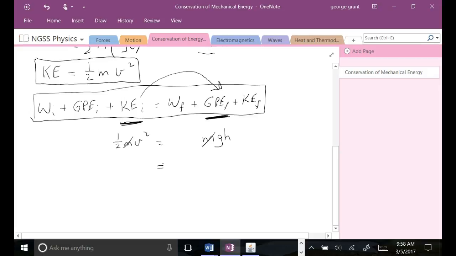Next I'm going to multiply both sides by 2, and I'm going to get v squared is equal to 2gh. The m is still gone. And I'm going to take the square root of both sides because I don't want to know what v squared is, right? I want to know what v is. So that's going to be the square root of 2gh.